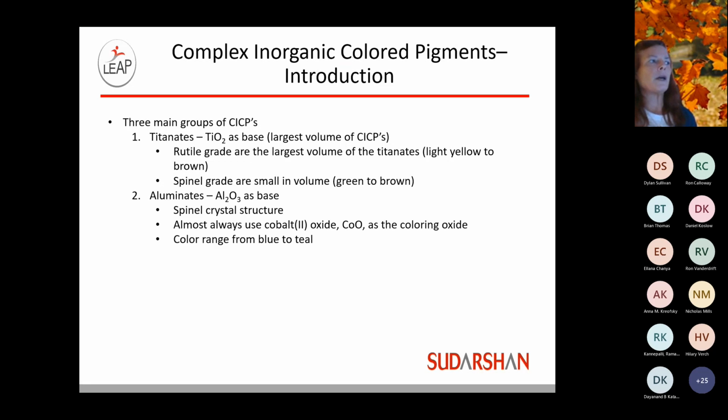The second group is the aluminates, and as the name also implies, the aluminum oxide is the base for these. They are all in the spinel crystal structure category. And they almost always use cobalt oxide as the coloring oxide. And the color ranges from a blue to a teal type of color. And the third category contains the chromites and the ferrites. And they are chrome and/or iron oxide based.